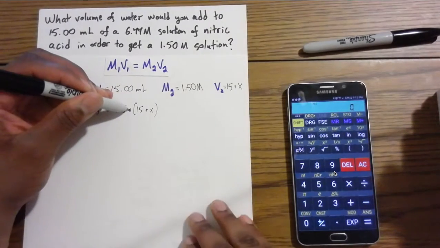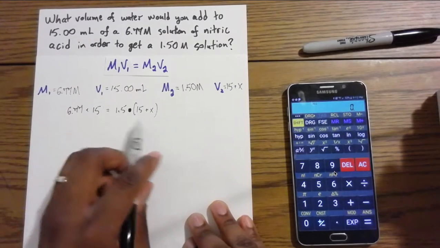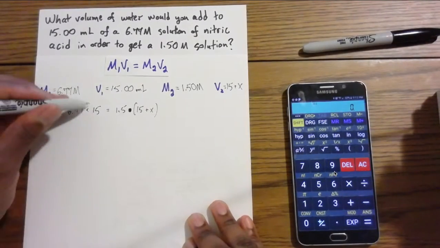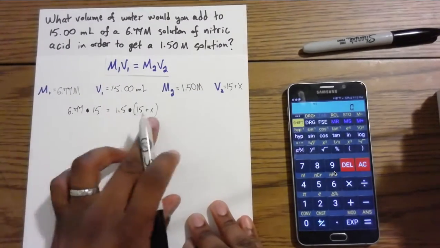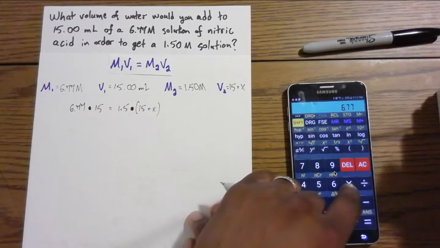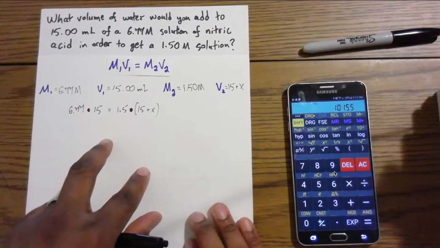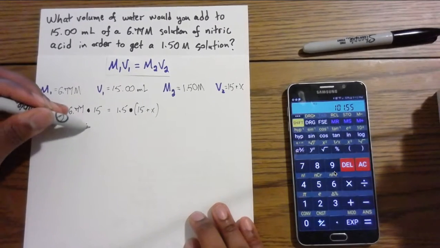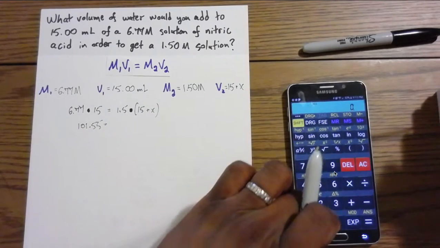Let me use the dot notation for multiplication here, so we don't get the X's confused. So this times that equals this times that, and now we just do the math out. 6.77 times 15 gives me 101.55 equals 1.5 times 15.